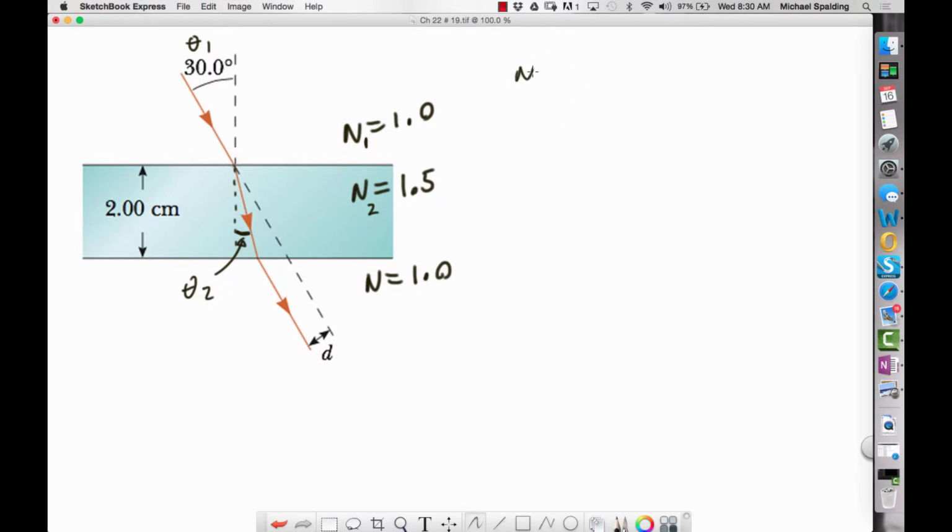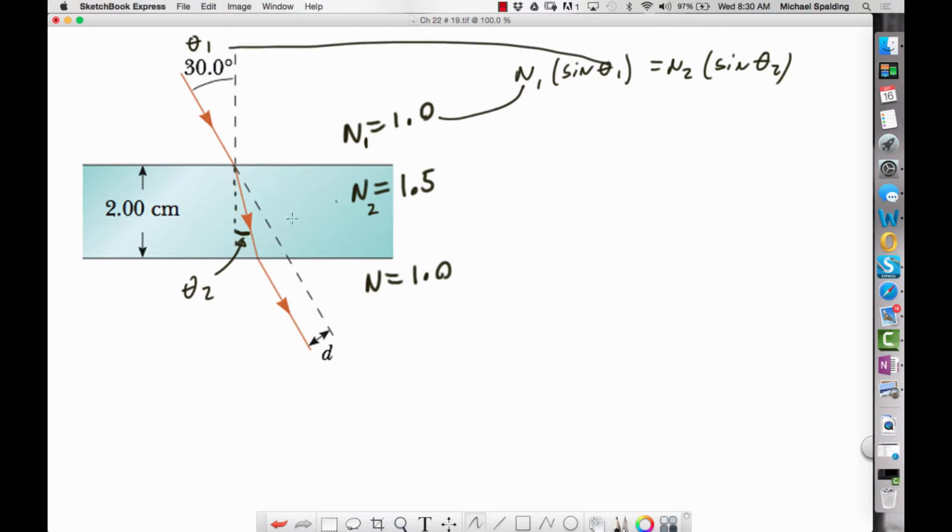So we can use Snell's law. We're going to go N1 sine theta 1 equals N2 sine theta 2. You plug everything in. N1 goes there. Theta 1 goes there. N2 is there. When you solve this out, theta 2 comes out as 19.47 degrees. This angle in here is 19.47, right in there.